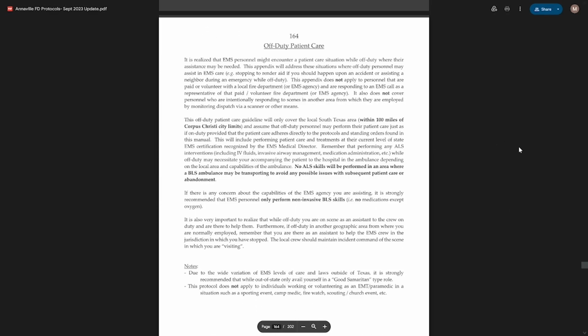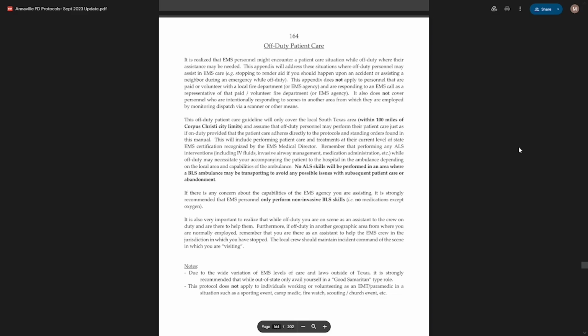For off-duty patient care, it is realized that the EMS personnel might encounter a patient care situation while off-duty where their assistance may be needed. The appendix will address these situations where off-duty personnel may assist in EMS care, e.g., stopping to render aid if you should happen upon an accident or assisting a neighbor during an emergency while off-duty. This appendix does not apply to personnel that are paid or volunteer with the local fire department or EMS agency and are responding to an EMS call as a representative of that paid or volunteer fire department or EMS agency.